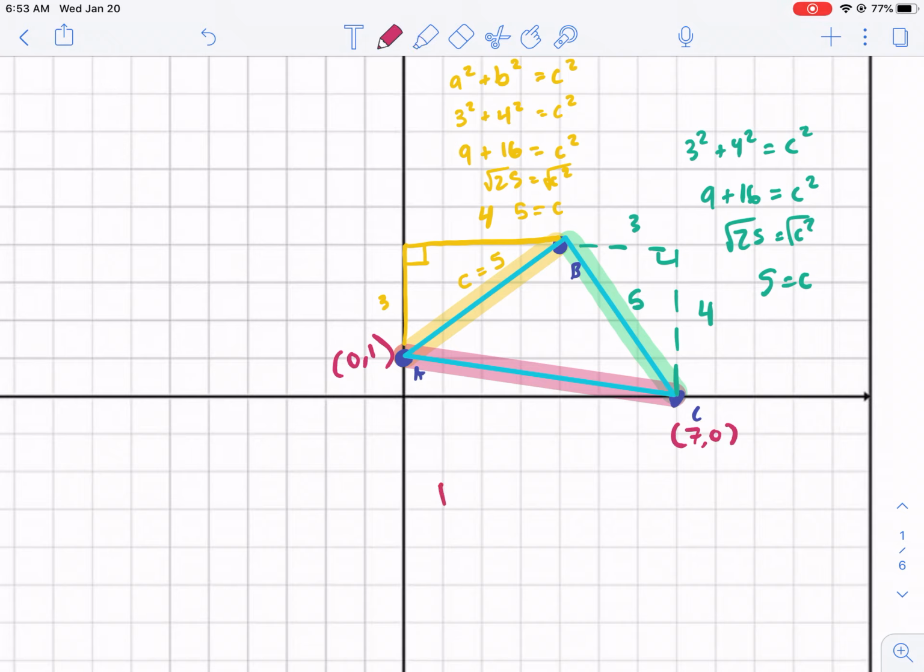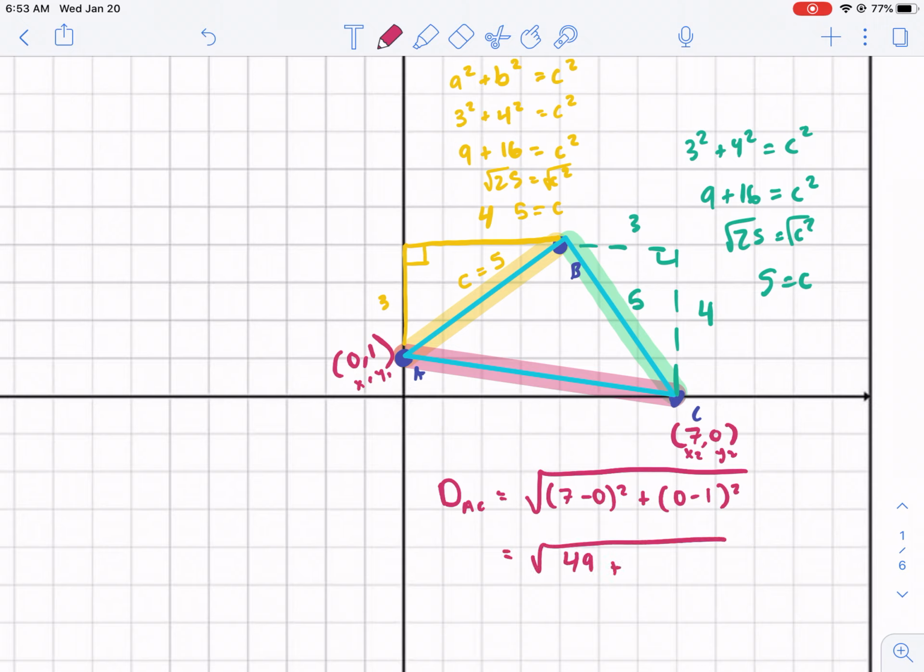So what we do here is the distance of AC is going to be equal to the square root of the difference between the x's. So that's 7. I'm going to go C minus A. So I'm going to go 7 minus 0 squared. And I have to go in the same direction again, plus the difference in my y's, 0 minus 1. So I could call this x2, y2, and this x1, y1, squared. So I get the square root of 49 plus negative 1 squared, that's going to be 1.